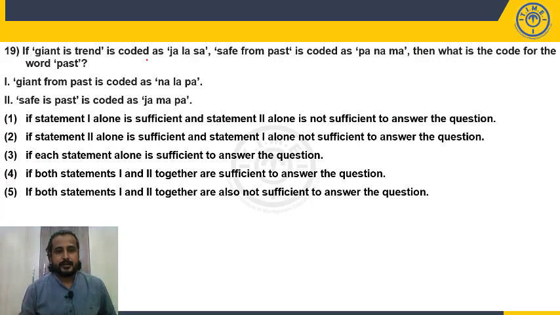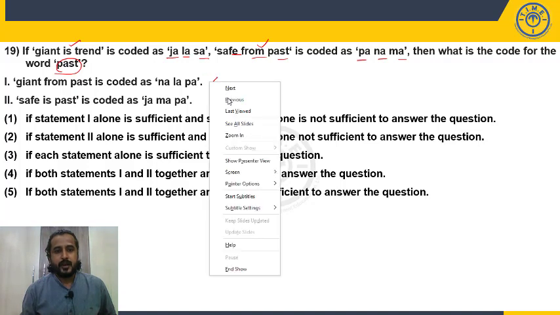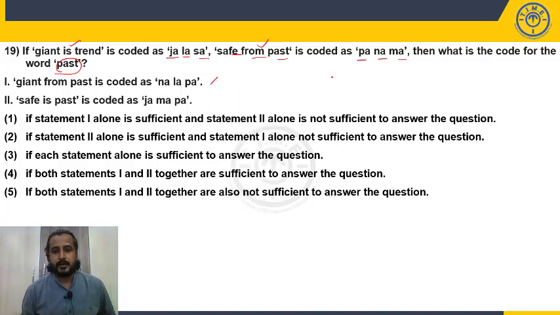If Jaint is trend is coded as Jalasa, safe from past is coded as Panama, then what is the code for the word past? So in the initial data we are given how many clues? 2 clues. Okay. So we need to check 1 alone. In data sufficiency you always need to check 1 independently and also check 2 independently. Let me check with 1 alone first.